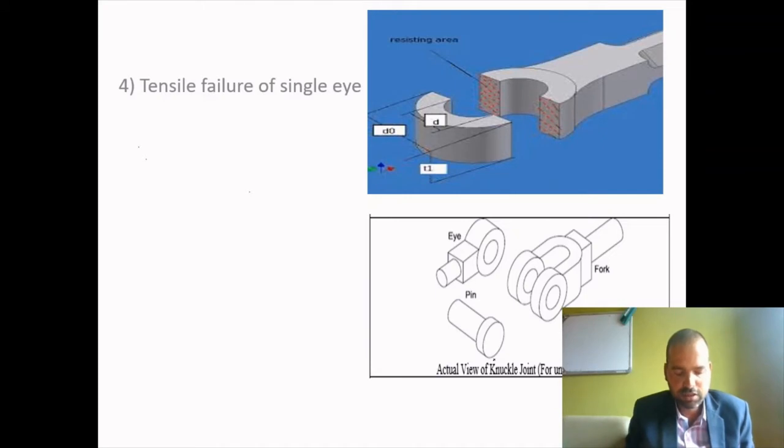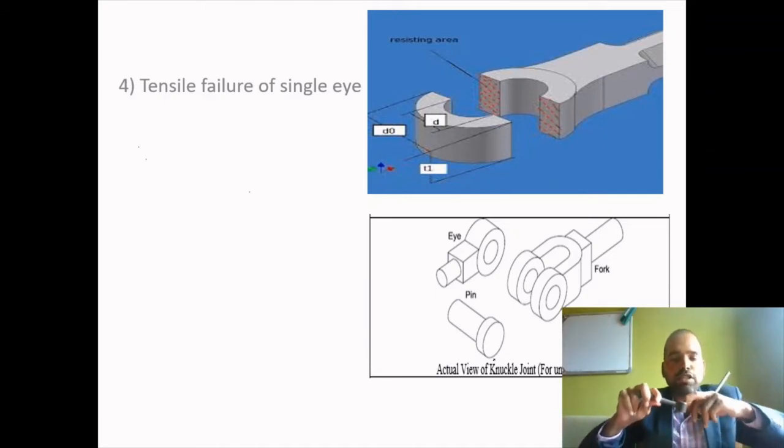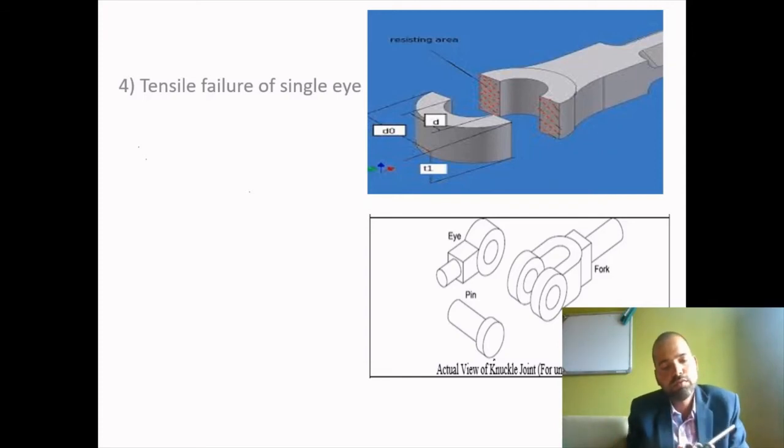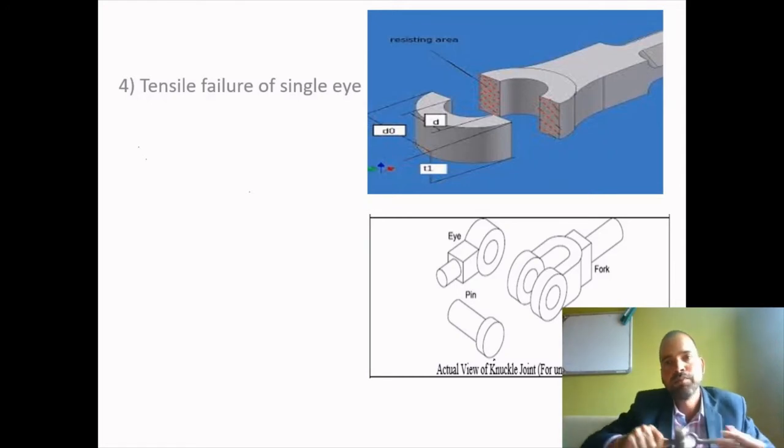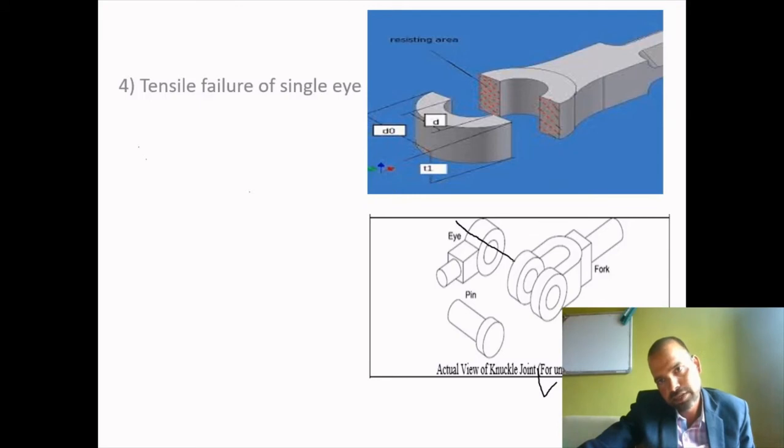Now we are going to start the design of the single eye. This single eye will be subjected to tensile load. Due to that tensile load, at this portion of the central eye there is a chance of tensile failure when the complete assembly is subjected to tensile load. There is a chance of tensile failure of the rod. That means this single eye will break from the central portion and separate from the complete assembly of the single eye. So this diagram represents the failure of the single eye.